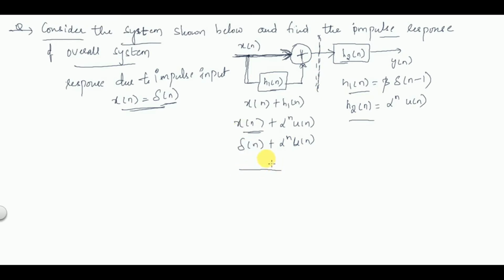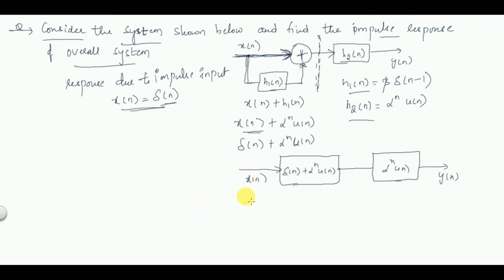So this is your x of n. Okay, so the total value here is del of n plus alpha power n into u of n, and next it is cascaded with h2 of n, which is alpha power n into u of n. Okay, so this is y of n, and this is your x of n, which is del of n. Okay, so the overall impulse response of the system is convolution between these two.